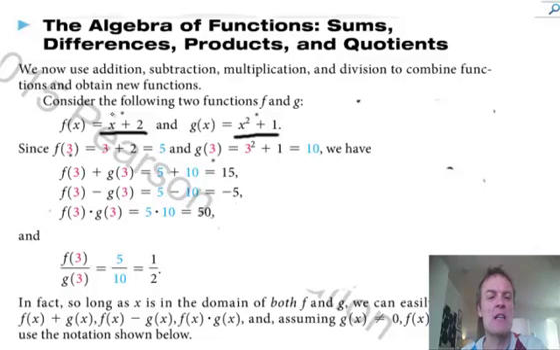Okay, so if I put 3 in here, when x is 3, 3 plus 2 is 5. If I put 3 into here, 3 squared is 9 plus 1 is 10. If I add those two together, I get 15. If I subtract them, I get negative 5. If I multiply them, I get 50.